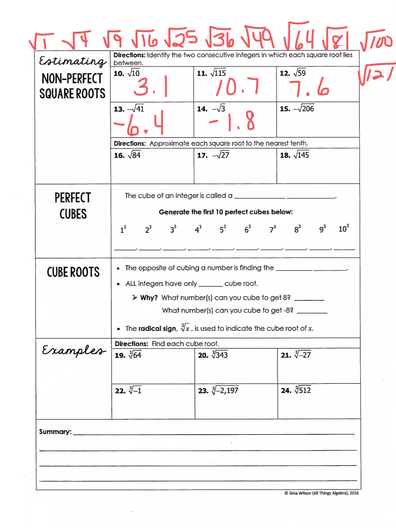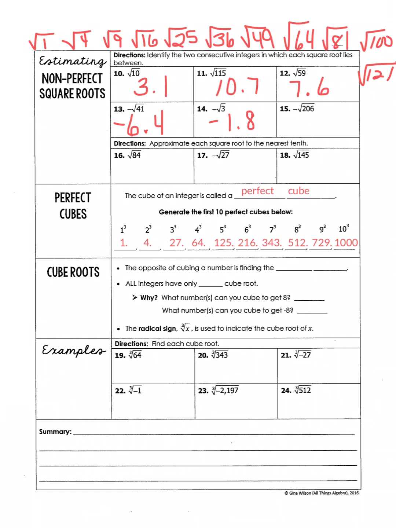Next, we're going to look at perfect cubes. What do I mean by a perfect cube? The cube of an integer is called a perfect cube. 1 cubed means 1 times 1 times 1, which of course is 1. 2 cubed means 2 times 2 times 2, which is 8. 3 cubed means 3 times 3 times 3, which is 27. 4 cubed means 4 times 4 times 4, which is 64. 5 cubed is 5 times 5 times 5, which is 125.